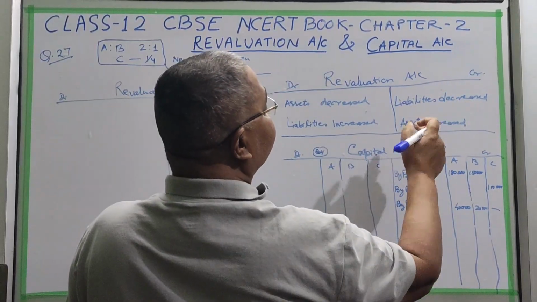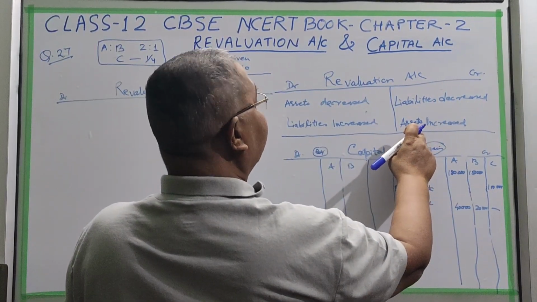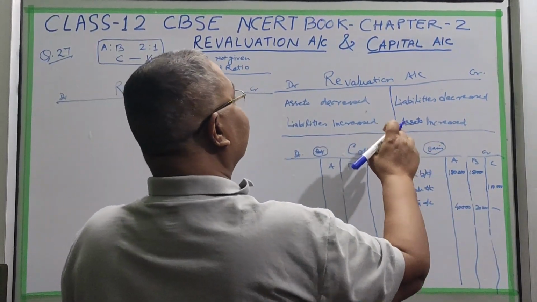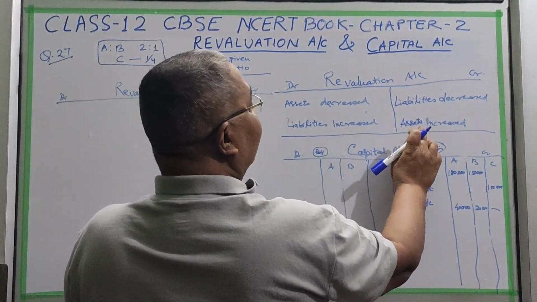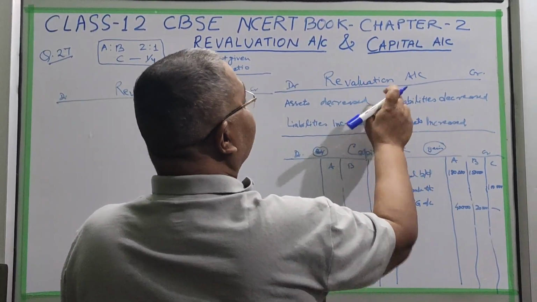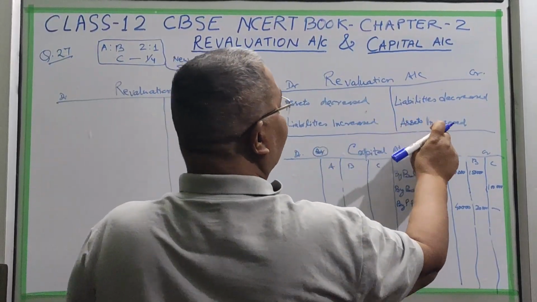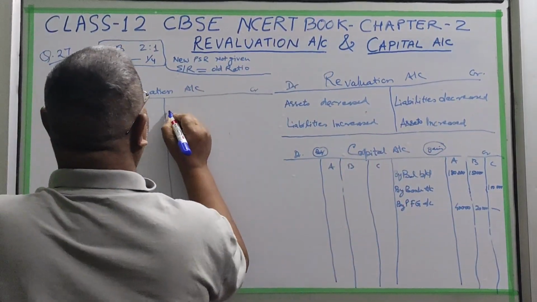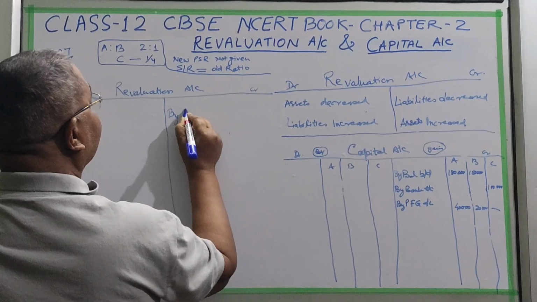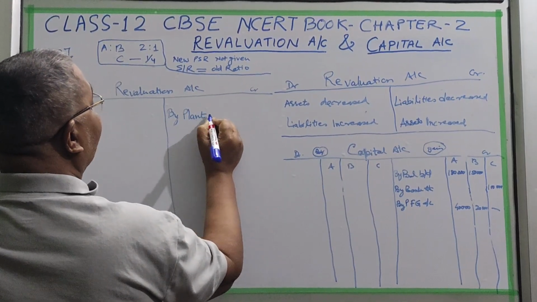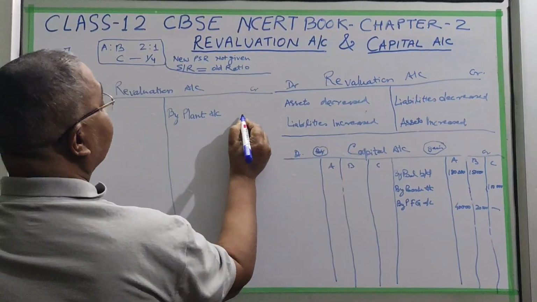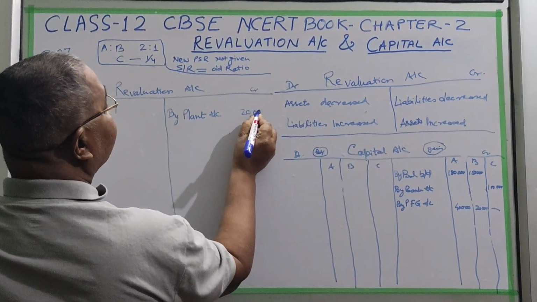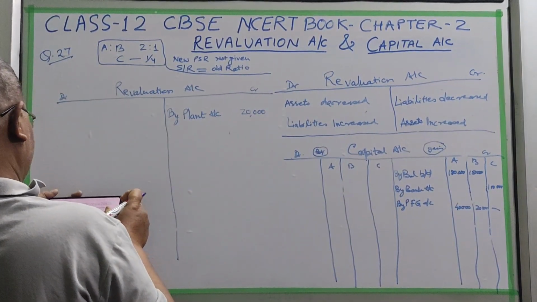Because when an asset is increased, the asset is to be debited, then only the asset will increase, and it is not an asset account, it is a revaluation account. So the journal entry will be assets account debit to revaluation account. So the assets account debit will come to this side. Here we will write by plant. By plant means plant account debit to revaluation account by 20,000. So plant is increased.